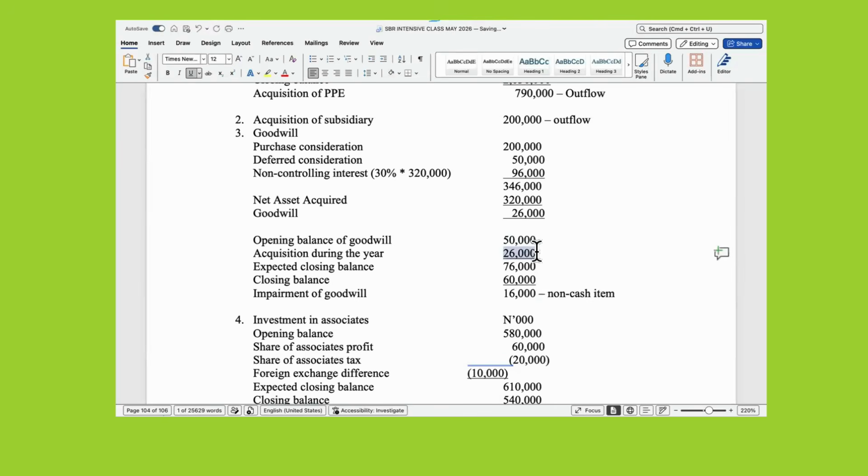The subsidiary I acquired during the year brought in a goodwill of 26. So my goodwill should be 76, but my goodwill was actually 60. So why did it decrease? It's because of impairment. So there's an impairment of goodwill. This impairment of goodwill is a non-cash item, and since I'm using the indirect method, I'll need to add it back.